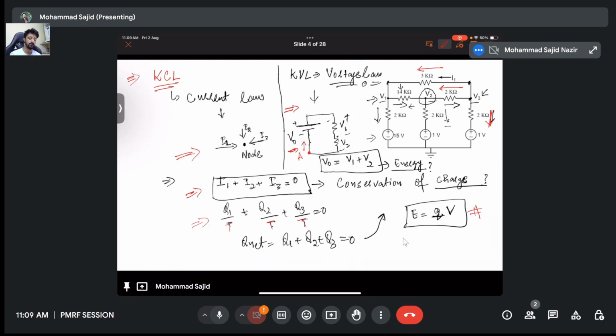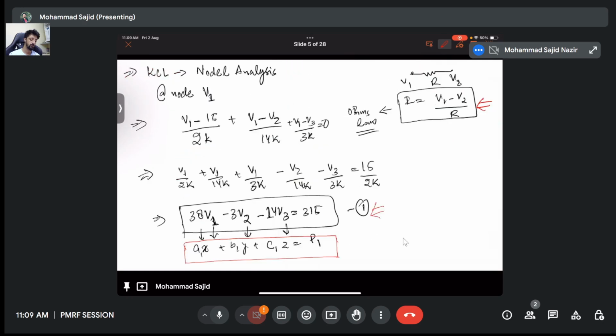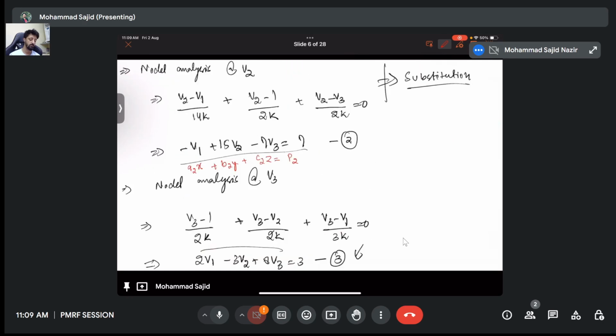So we can write the third equation for node V3. Again, look, what are the current components? Between V3 and 1 volt through 2 kilo ohm, V3 and V2 through 2 kilo ohm, and V3 and V1 through 3 kilo ohm. So it will be written here: V3 minus 1 by 2K plus V3 minus V2 by 2K and V3 minus V1 by 3K.